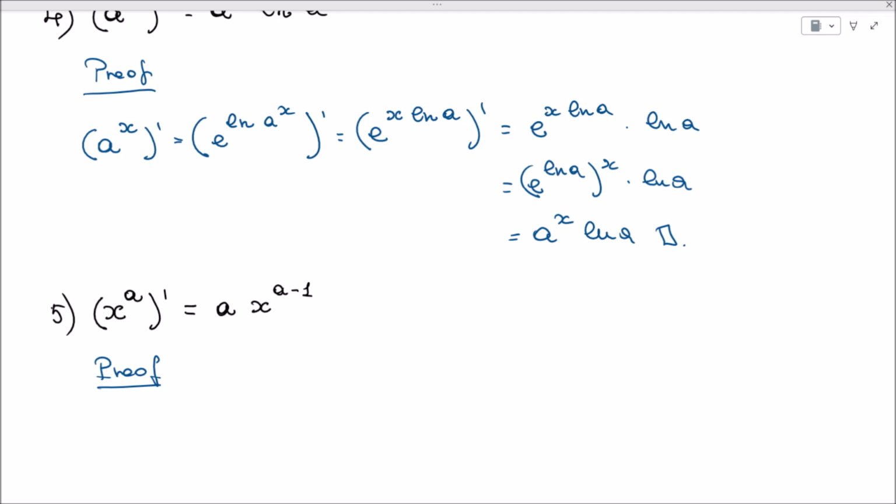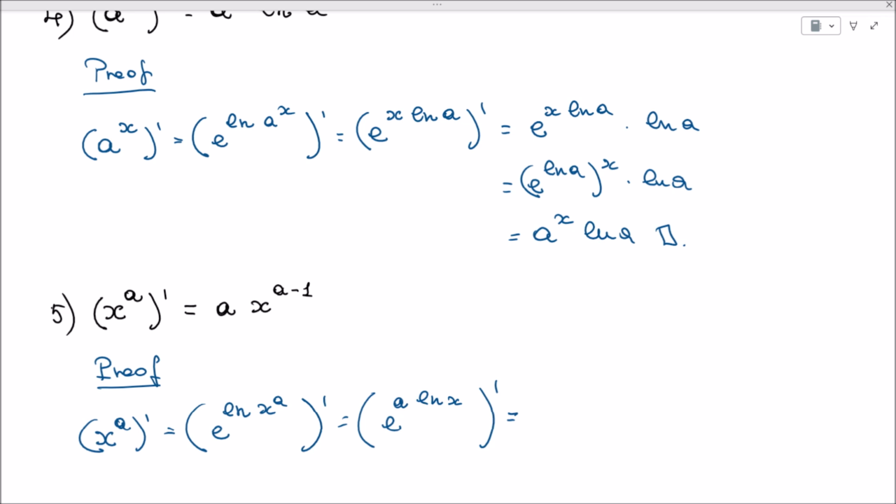the transformation to the exponential. In fact, we can rewrite the derivative of x to the a as the derivative of e to the logarithm of x, all raised to the a, which is again the derivative of, by using the properties of the logarithm, e raised to the a logarithm of x.